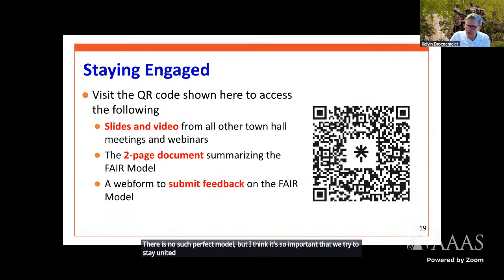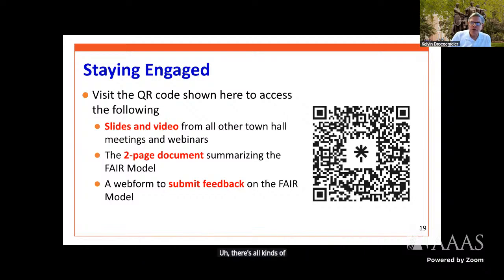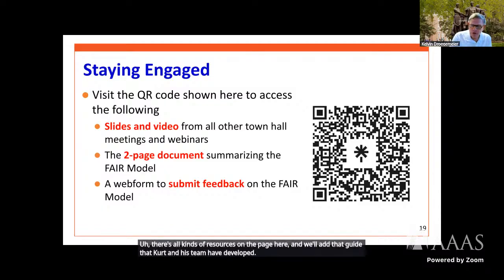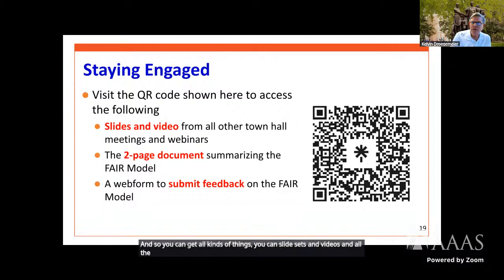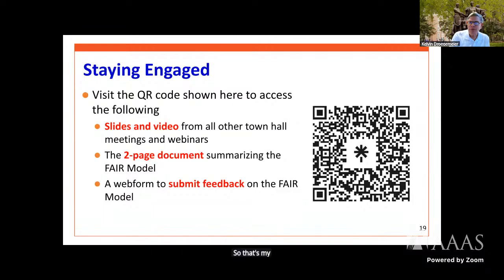So I'll put up this QR code for you here, and you can get the web address as well from AAAS. There's all kinds of resources on the page here, and we'll add that guide that Kurt and his team have developed. You can get slide sets and videos and all the things that we've done up to now. So that's my stage setting slides.